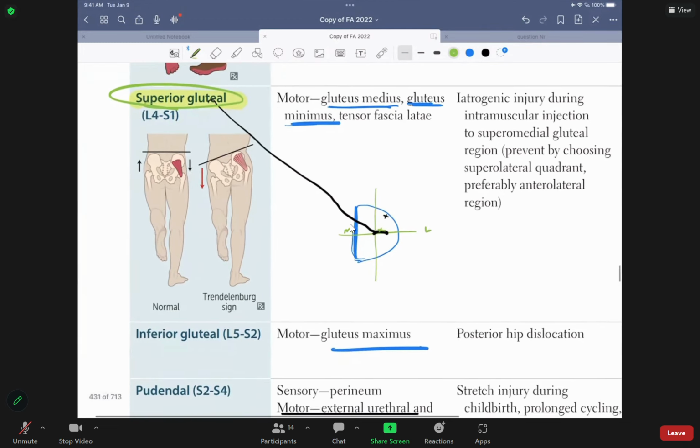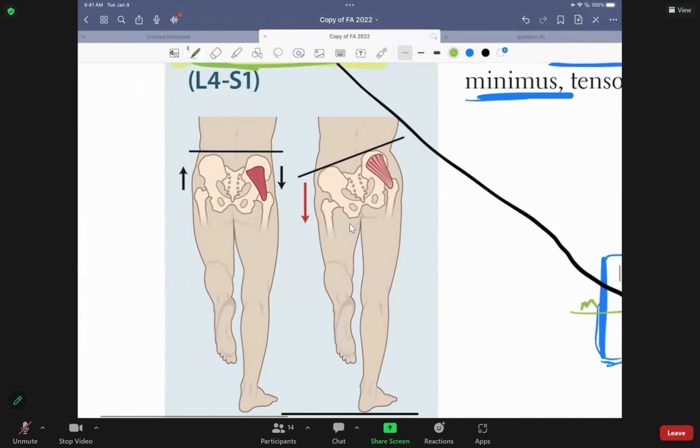Now, what will happen if it damages? Now take a look at here. This is normal. Okay, let's focus on normal. We're not going to worry about the pathology. This is the patient's left side. This is the patient's right side. Now, if the patient's left side goes up, they have to use the right side muscle to contract. So it's the opposite side, it tilts the other side.